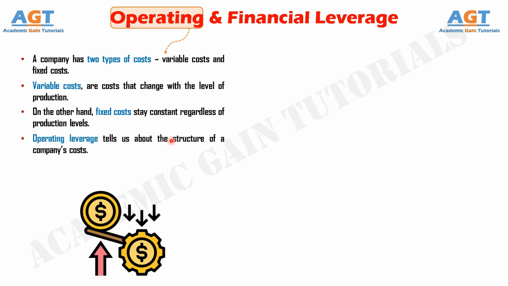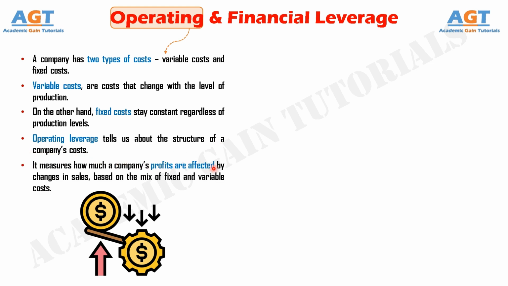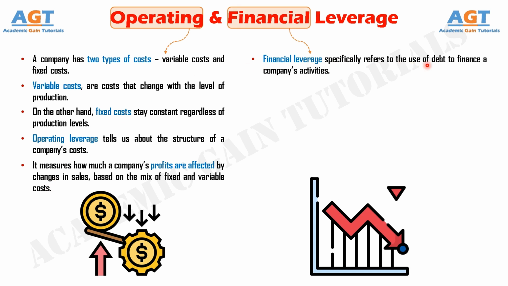Operating leverage tells us about the structure of a company's costs. It measures how much a company's profits are affected by changes in sales based on the mix of fixed and variable costs. On the other hand, financial leverage specifically refers to the use of debt to finance a company's activities. It measures how much a company uses borrowed money to finance its operations.